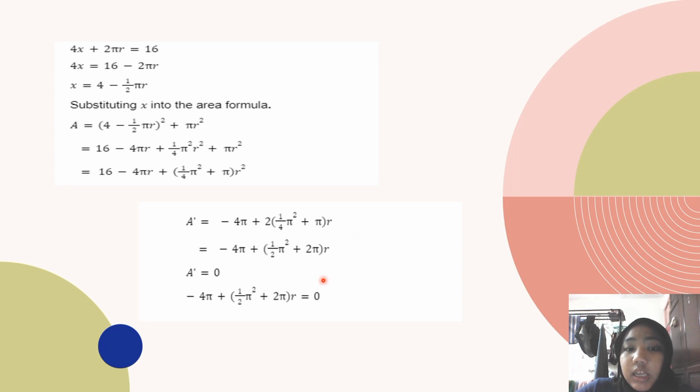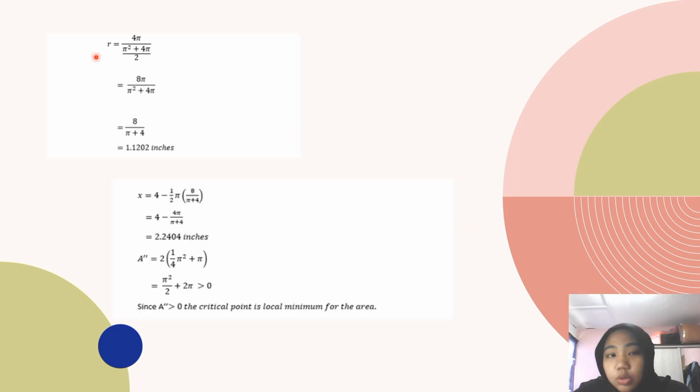We differentiate the A to get the r value, which is A prime equal to 0. And then 64π + 1/(2π²) + 2πr equal to 0. Okay, so now we're going to solve for the r, which is r equal to 4π divided by π² + 4π divided by 2. And then we get 8π divided by π² + 4π. And we cancel out the π, we get 8 divided by π + 4 equal to 1.1202 inches.